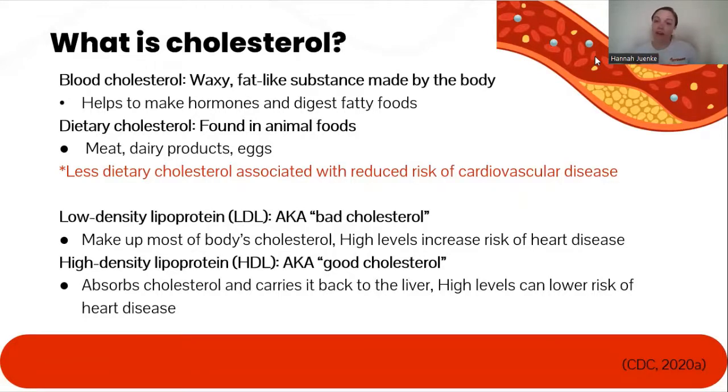So something to be mindful of, again, just talked about this earlier with the DASH diet, but just limiting animal products in general, kind of mixing it up every now and then with maybe some more fish or some more legumes, beans, something else to mix up and find a different protein.